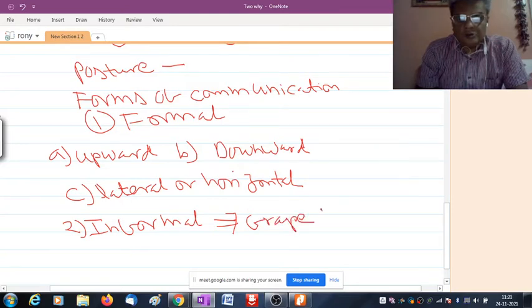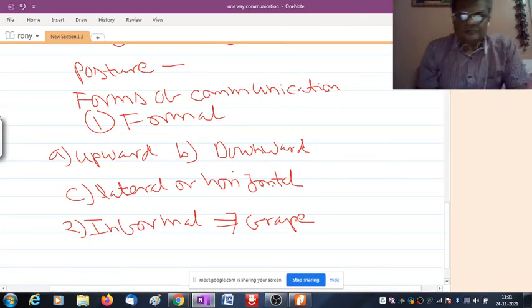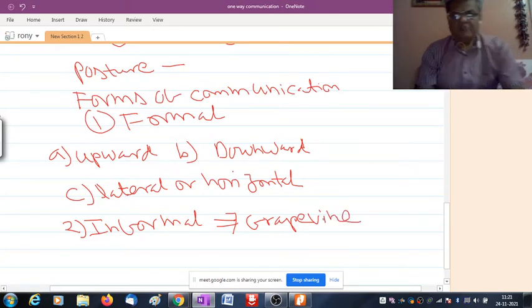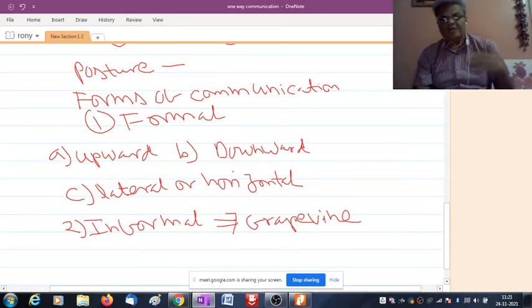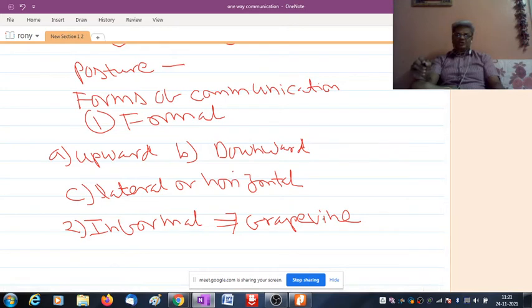grapevine. You have seen how a grape plant goes forward, how that plant develops. So just like a grape vine, this type of communication flows through the organization. It means idle chatting, and sometimes grapevine can damage or destroy the career of a person.